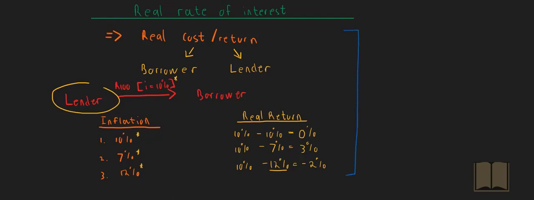So the takeaway here is that the interest rate charged is a function of two things. One is the real rate of return, which is R, plus H, which stands for the inflation rate. This real rate of return can be positive or it can be negative.